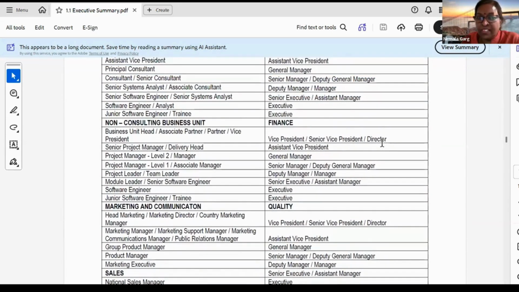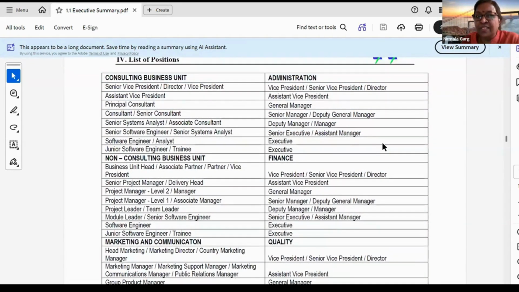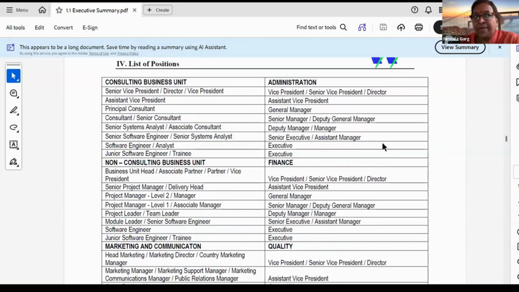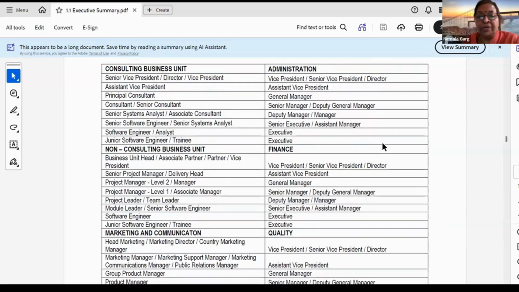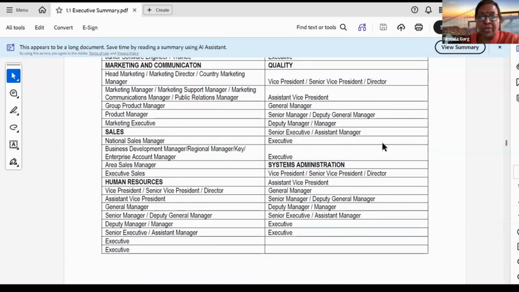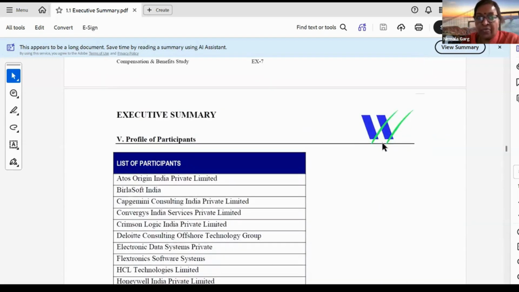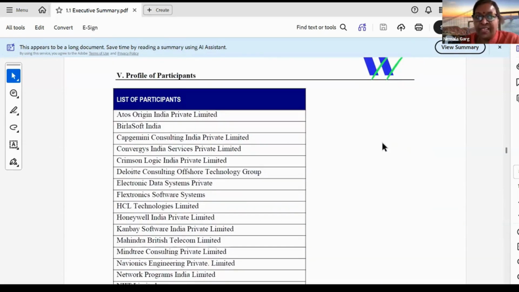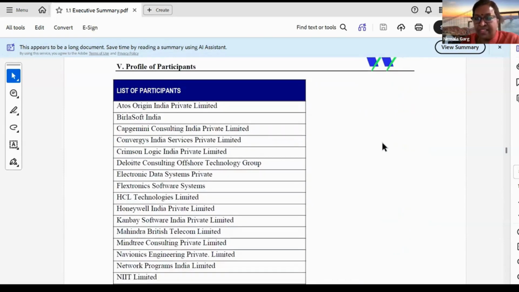Now, those 65 benchmarked positions sit under different job families: consulting, non-consulting, marketing, administration, quality, finance, HR, sales, human resources systems. So, under these various job families, there are 65 positions. Now, they have collected data from these 25 companies, the list of participants.